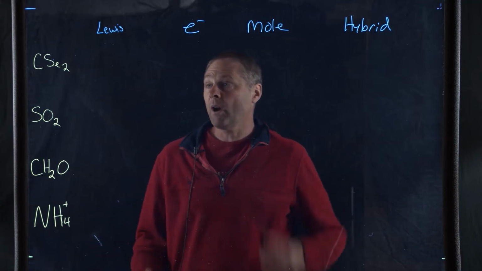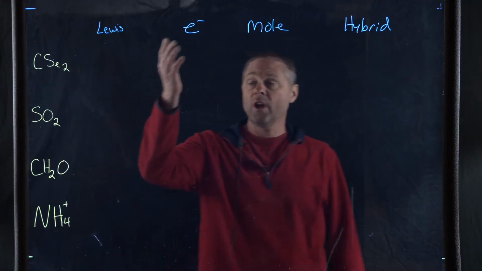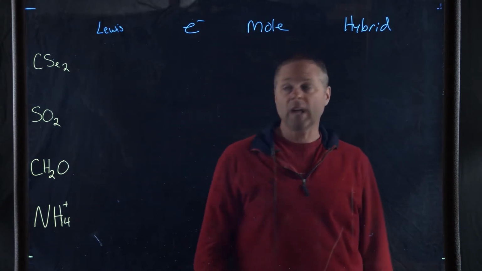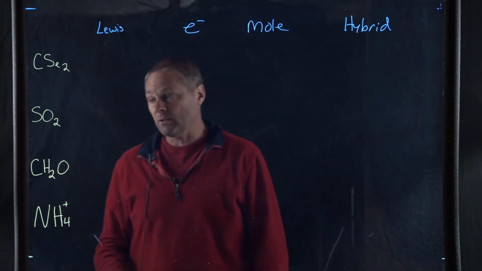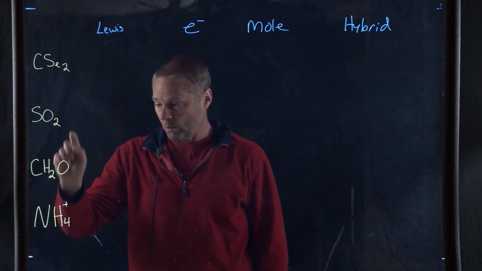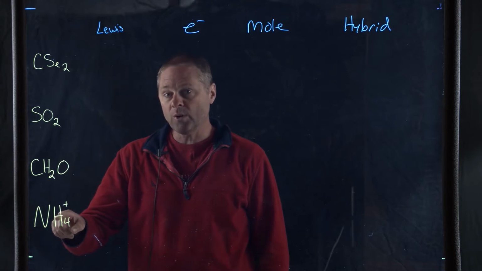Once again, we have another problem in which we're going to be looking at the Lewis dot structures, come up with both the electron and molecular geometries, as well as the hybridization. We have 4 compounds here. So we have carbon diselenide, we have sulfur dioxide, we have formaldehyde, and then we have the ammonium cation.